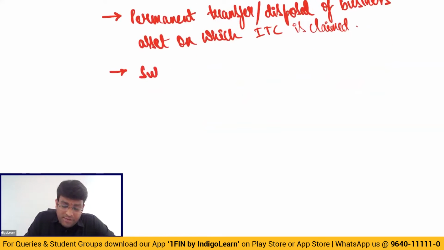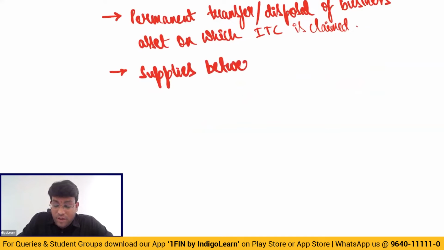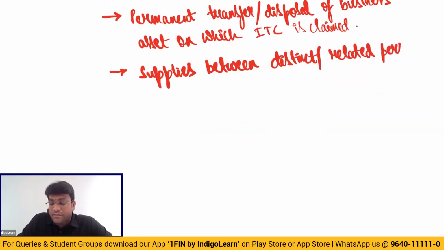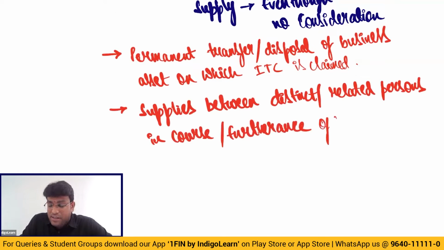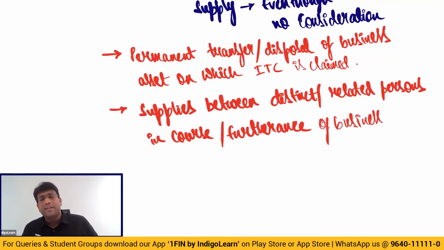Second point, my dear friends. Supplies between distinct or related persons. I repeat again, what is the language I wrote? Supplies between distinct or related persons in course or furtherance of business. Now, let me tell you an interesting point here. Distinct person is nothing but PAN is same, but GST number is different. PAN is same, but GST number is different.